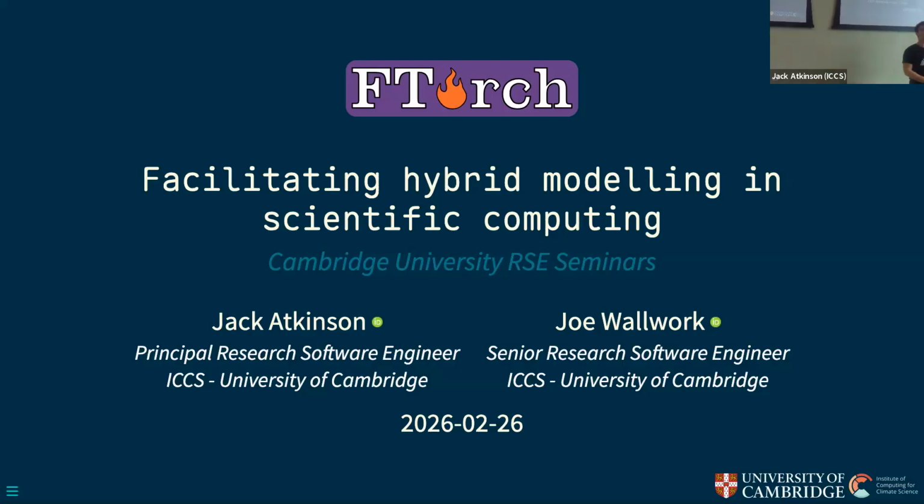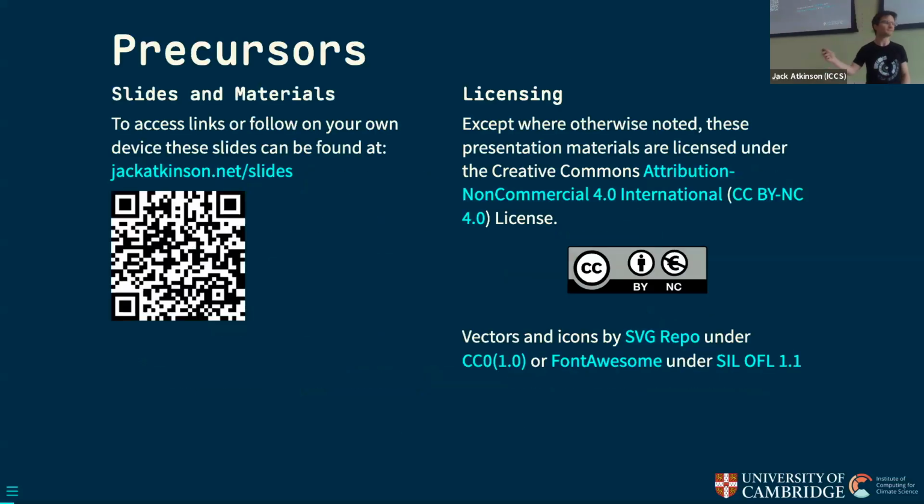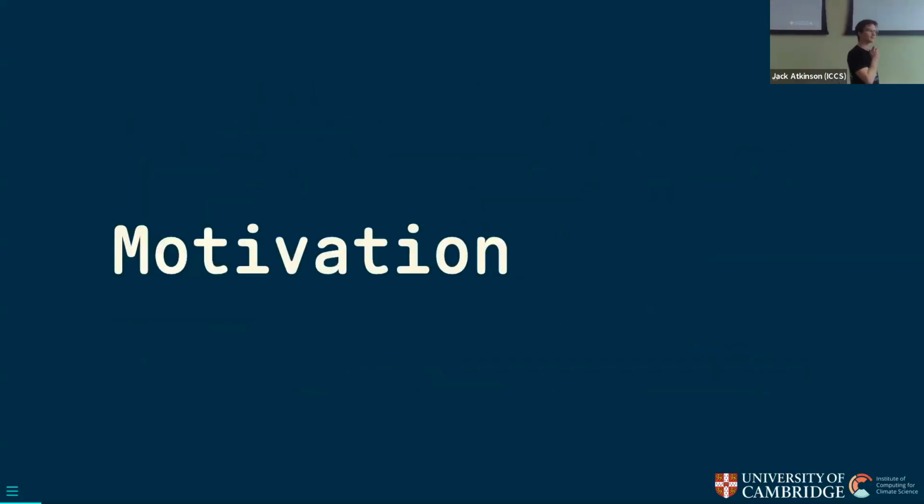So the topic is FTorch, which is the name of the software, and specifically what we're doing is looking at facilitating hybrid modeling in scientific computing. By hybrid modeling, what we mean here is a combination of compiled or numerical models running on high-performance systems with some element of machine-learned code or machine-learned components. The slides are available online if you want to go and find them and follow along, and there's some other licensing bits and pieces there.